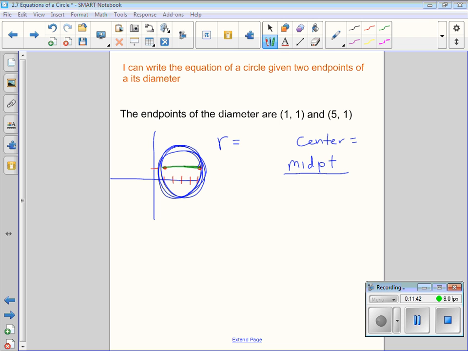I'm just going to find now the midpoint between the 2 points that make up the diameter. Do this one on your own. Pull out your formula sheet, make sure you know that, and start doing this problem on your own. Then come back and check my work. And so that gives me 3 over here, and this gives me 1 over here, and there's my center. Okay, cool.